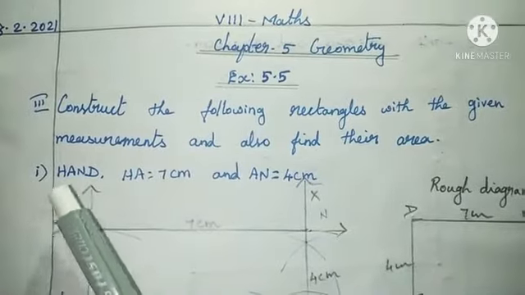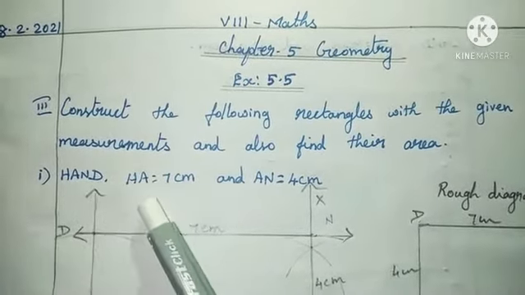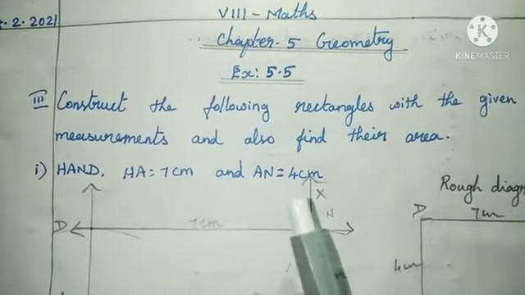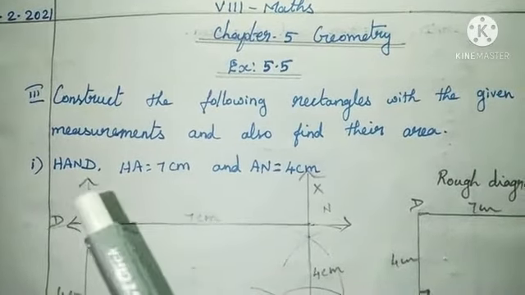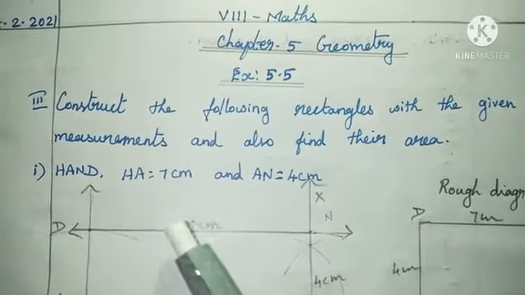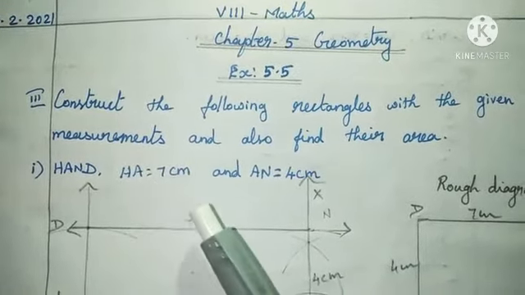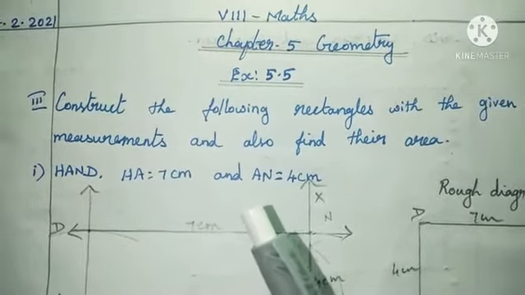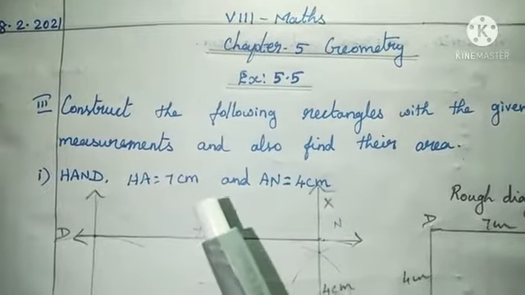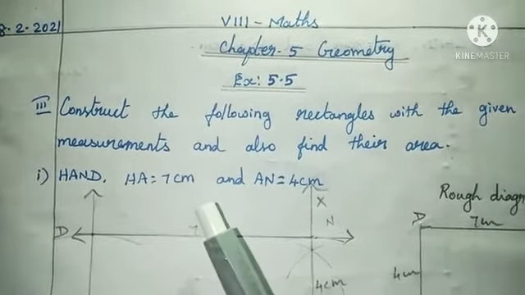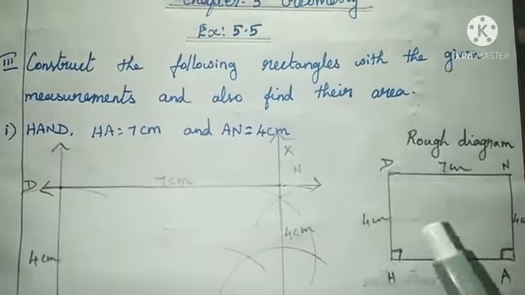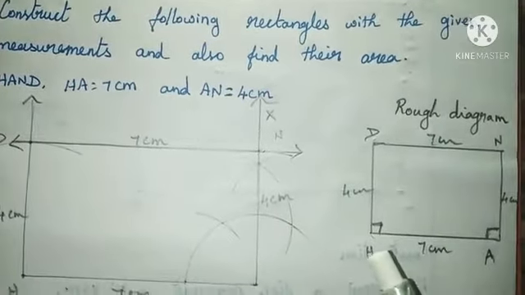First sum, HAND. HA is equal to 7 centimeter and AN is equal to 4 centimeter. In this sum, you have to construct the rectangle HAND, and the given HA is equal to 7 centimeter and the other side of the rectangle given is AN is equal to 4 centimeter. To construct the rectangle, first you have to draw the rough diagram. This is the rough diagram of HAND.